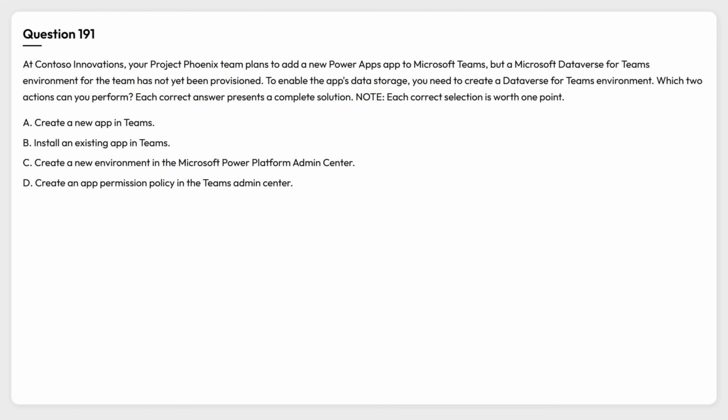Option A, create a new app in Teams. Option B, install an existing app in Teams. Option C, create a new environment in the Microsoft Power Platform Admin Center. Option D, create an app permission policy in the Teams Admin Center. The correct answers are Option A, create a new app in Teams, and Option B, install an existing app in Teams.